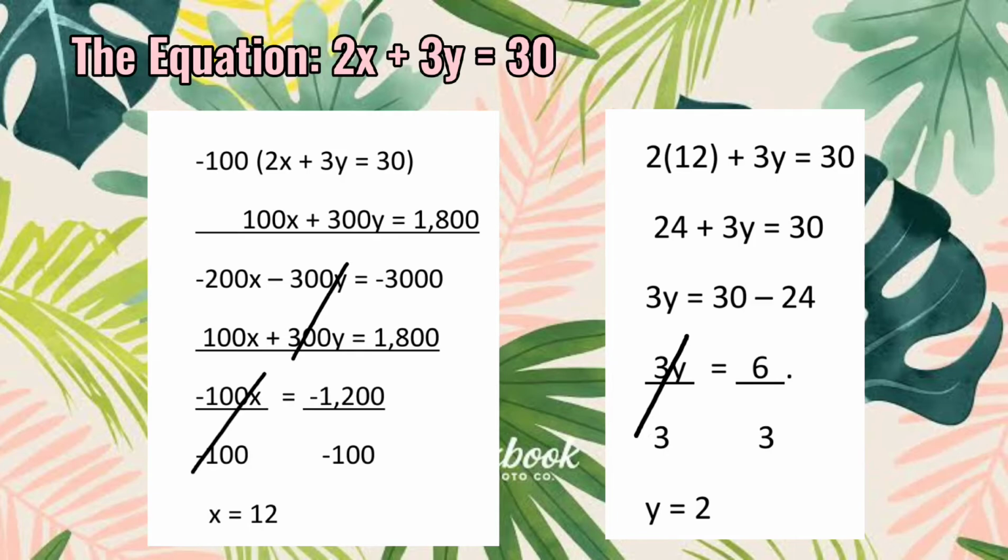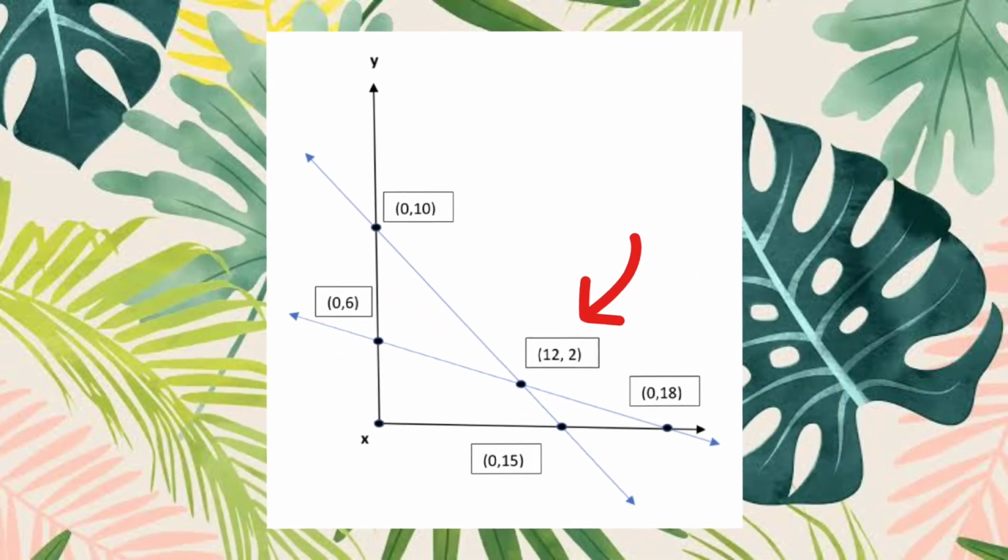So we have the equation 2x plus 3y equals 30. We have to find the least common multiple. Then we have to substitute the value of x. So we have the value of the unknown point.